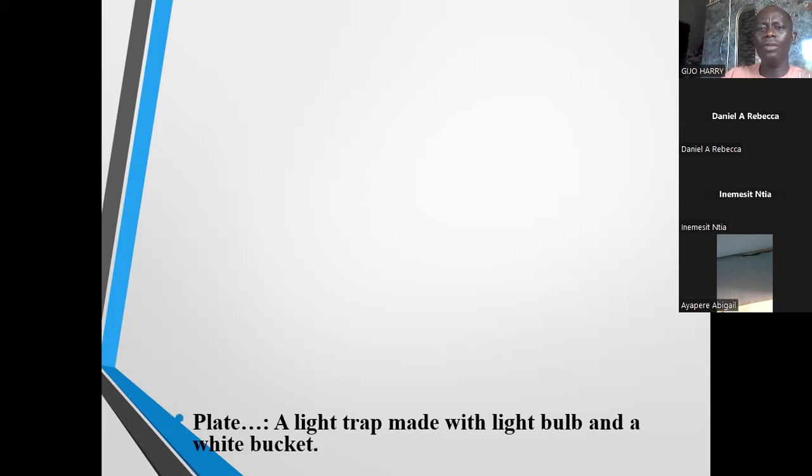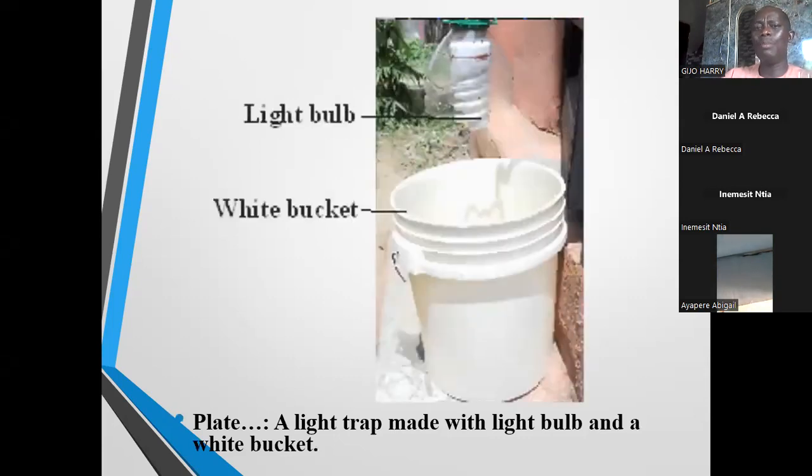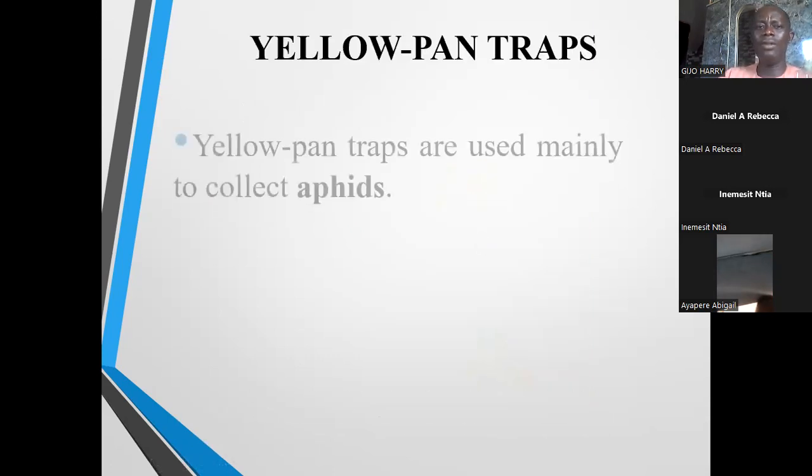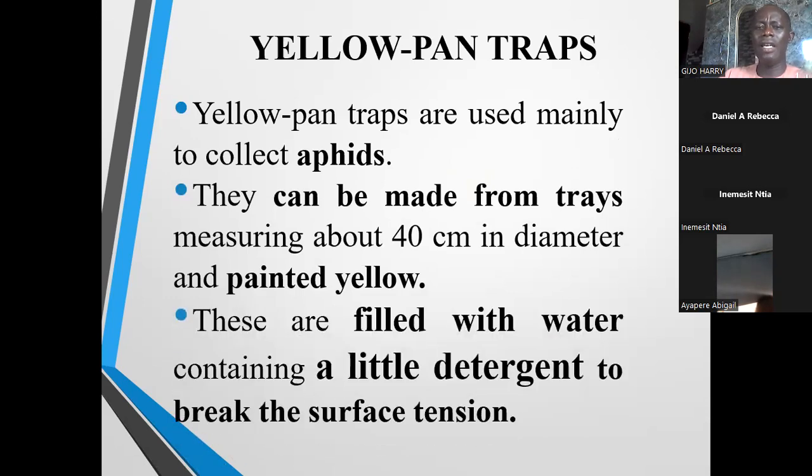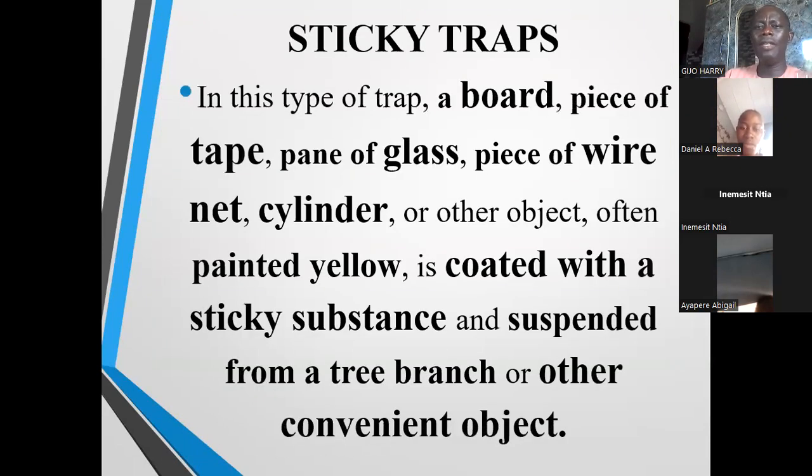Then we also said that you can improvise by using a bucket and a light. A white bucket and a bulb can be used to improvise in this case. You also have the yellow pan trap, where you have a tray that contains water and detergent and kept outside to trap insects. Then we also looked at the suction trap that draws insects into a container.